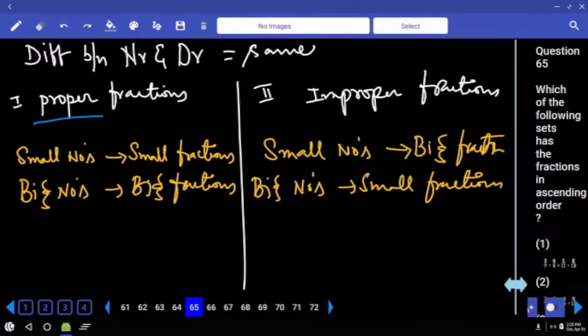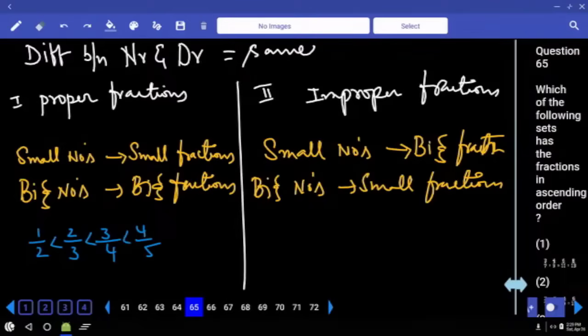First of all, you should know what we mean by proper fractions. Numerators less than denominators. Improper fractions, numerators are more than or equal to denominators. Proper fractions: 1 by 2, 2 by 3, 3 by 4, 4 by 5. Tell me in terms of percentage, what do you mean by 1 by 2? 2 by 3 is 66, 3 by 4 is 75%.